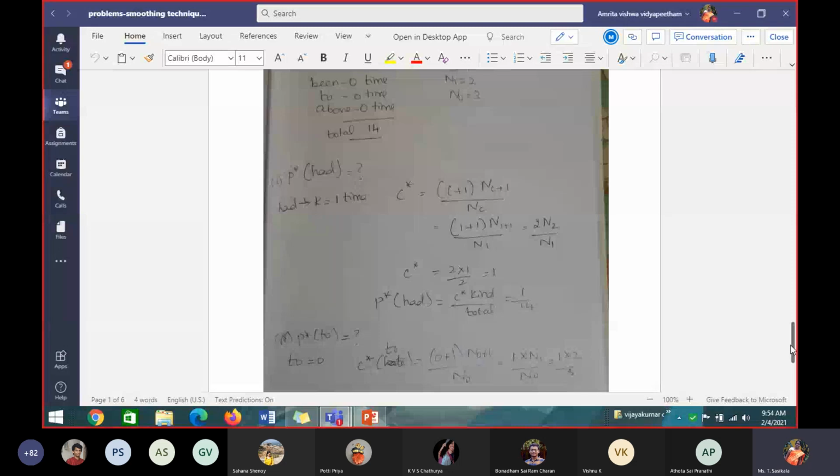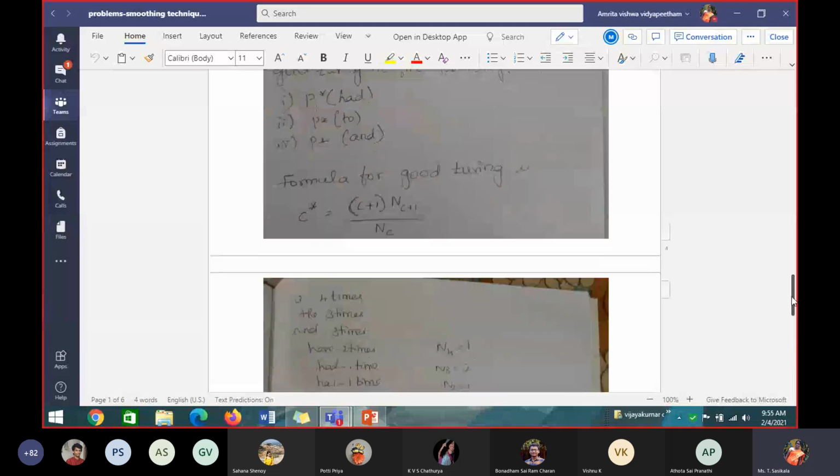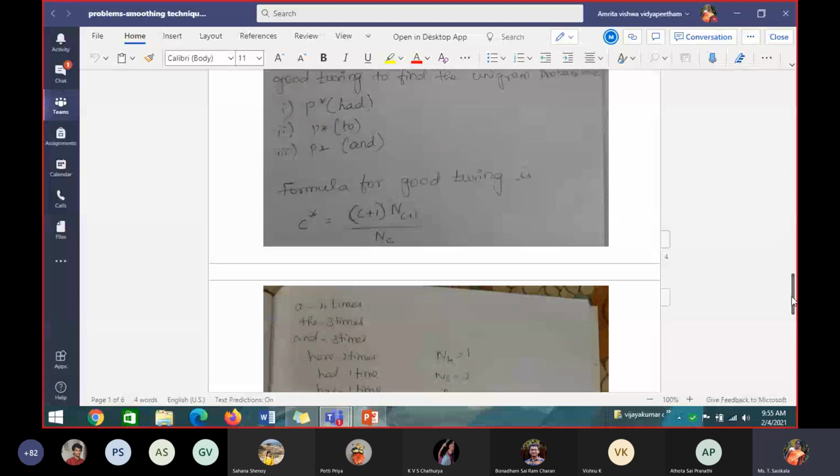Second one, you have to find P star of 2 and P star of and, the third word. Questions like this only will be asked. Each one will be asked for 2 marks or 1.5 each. For 10 marks, they may ask you to find the probability of 5 things.